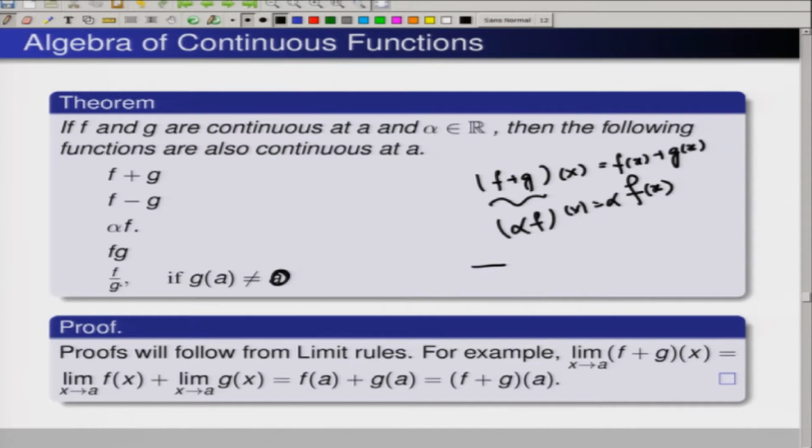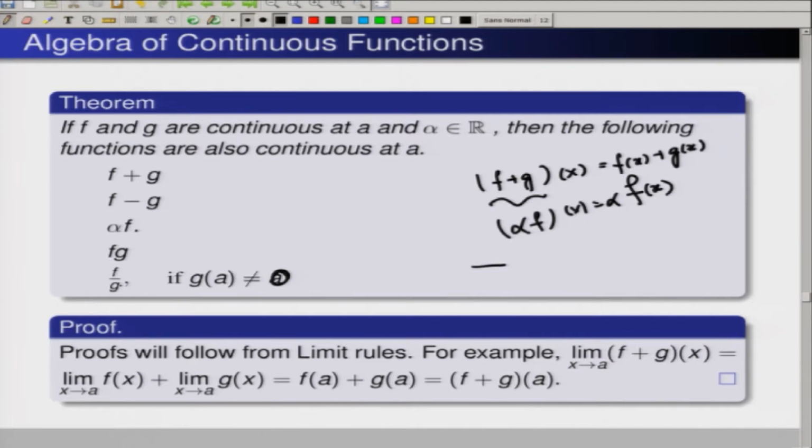So, all this proof is going to follow just from the limit laws. The limit of f of x plus g of x is equal to the limit of f of x plus the limit of g of x if both limits exist, and in this case the continuity guarantees that the limits exist and they are equal to f of a and g of a. So, by the limit rules we have seen earlier, just like that one would get the continuity of this algebra of continuous functions.